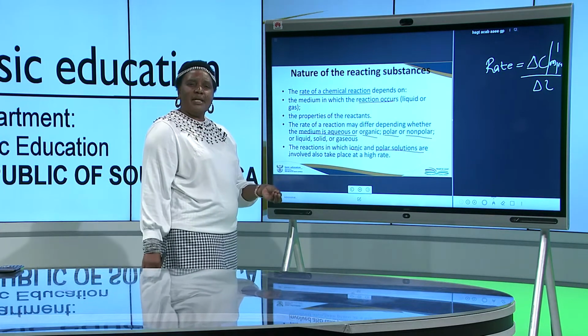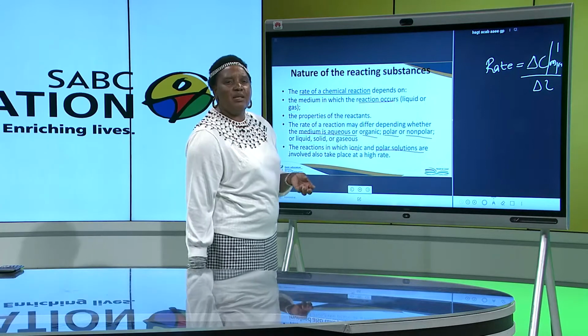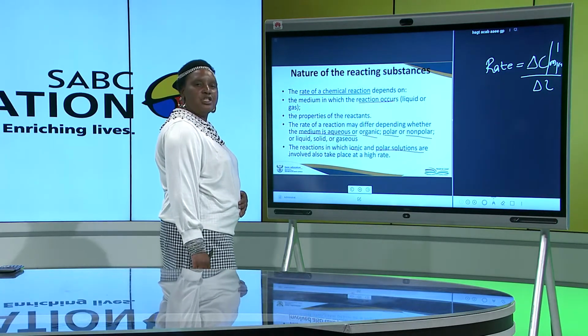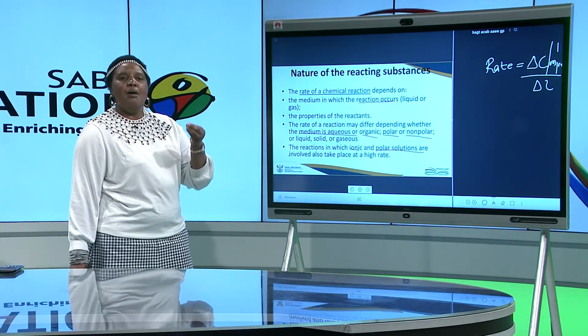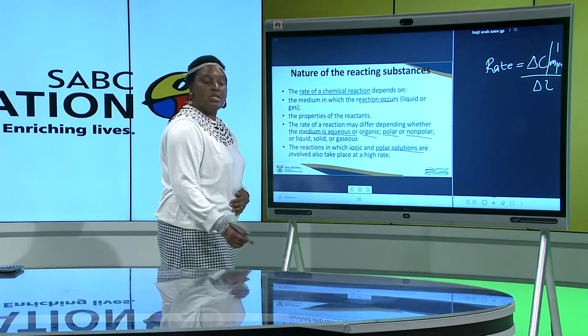In your organic chemistry, you have done organic reactions. And those organic reactions involve covalent bonding. So the reactants that have covalent bonding will decrease the rate of reaction, because it will require more energy in order for the reaction to take place, which is activation energy.